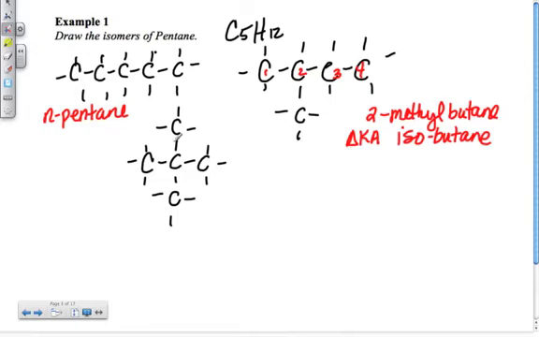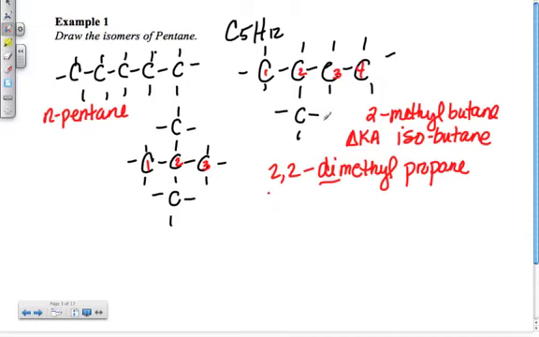And the last one, I've got 3 in my parent chain. It doesn't matter whether I count it left to right, north to south, it's still going to come out the same. So now I have 2 branch groups. They're both on the second carbon, so this is 2,2. Because the groups are both methyl, I need to use the prefix di to tell me that there's 2 methyl groups. The 2,2 is the location, and it's going to be propane because it's 3 carbons, all single bonds. This is, I don't know what I did over here.